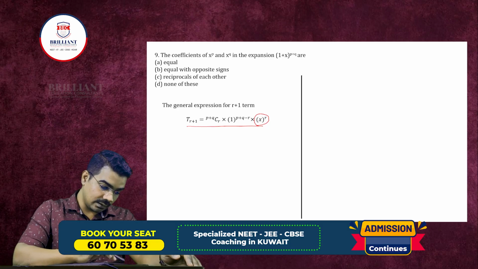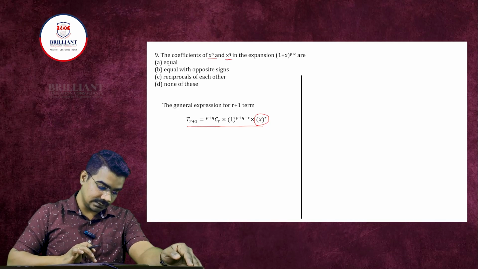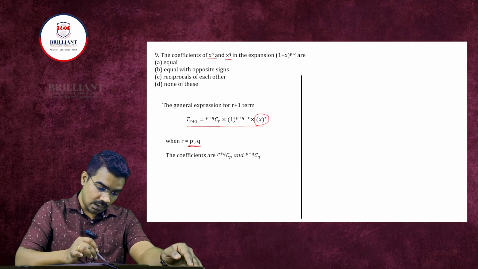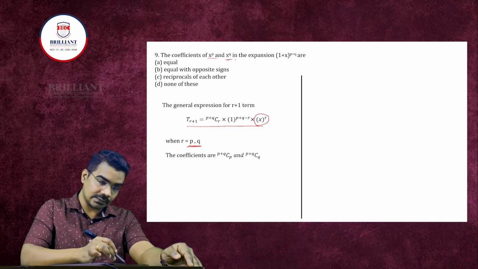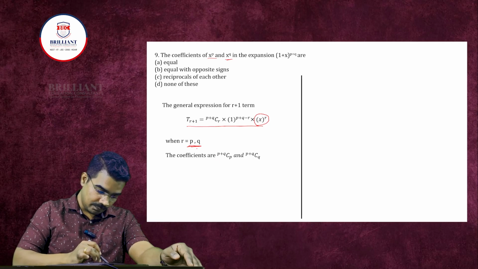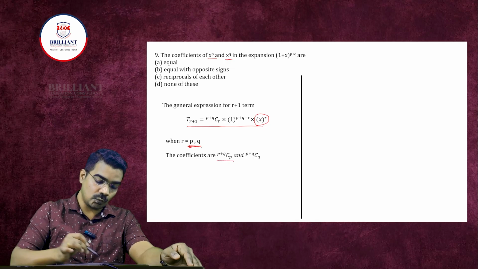So this term is important, x to the power r. So when do we get x to the power p and x to the power q? When we put r is equal to p and q, we get x to the power p and x to the power q. So at that time, what are the coefficients we are getting? When we put r is equal to p, we get (p plus q)Cp. When we put r is equal to q, we get (p plus q)Cq.